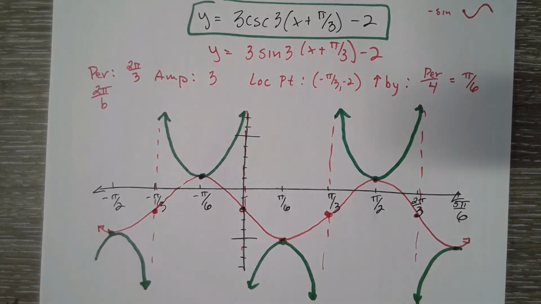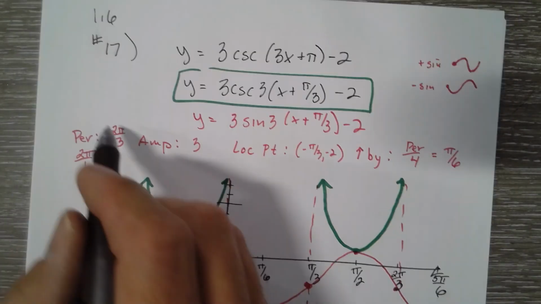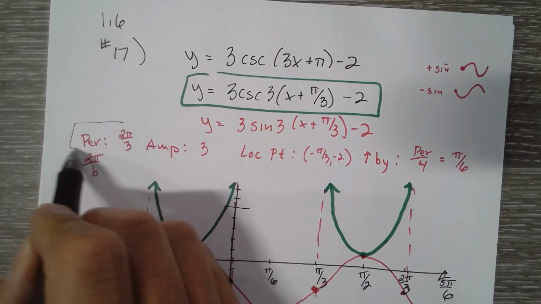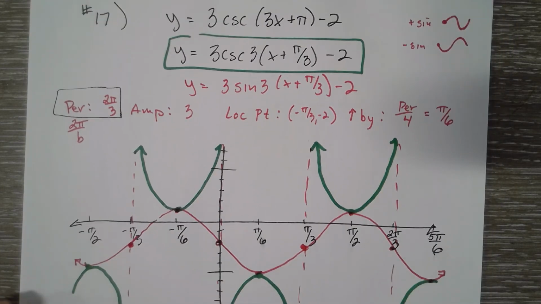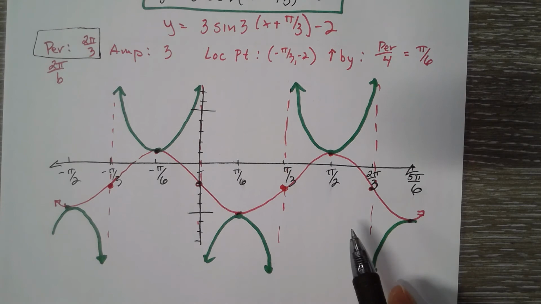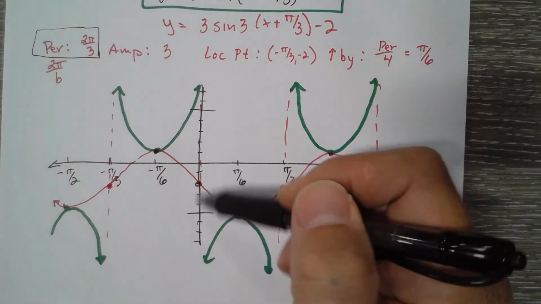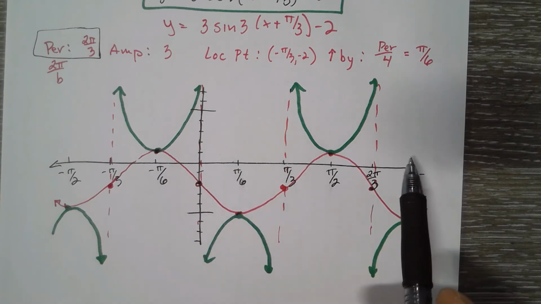So now we graphed it. What else do we have to do? Period. Oh, we did that. The period is 2 pi over 3. Domain, range, and graph. Okay, so the domain and range of our cosecant. So what I do is I look for the first vertical asymptote. So it's going to be everywhere except for the asymptotes.